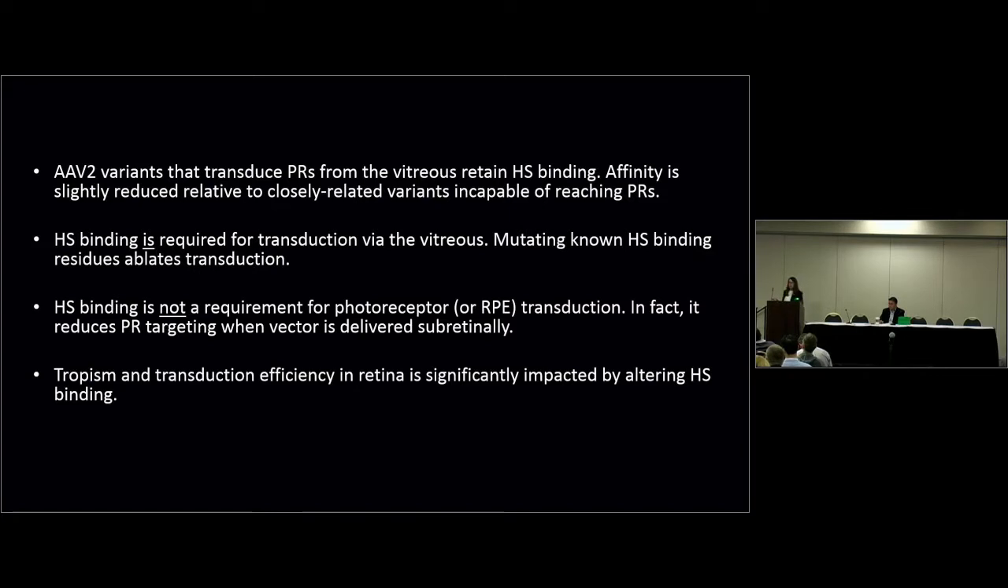So what this tells us is that heparin binding is important for these variants to get to the outer retina from the vitreous. You need to be able to bind heparin, but the ones that get back most effectively bind it a little bit less effectively. It's sort of a seesaw phenomenon. You want to bind, but you don't want to bind so tightly that you get stuck at that basement membrane. But heparin binding is not a requirement for photoreceptor transduction, and we proved that by subretinally injecting that deheparinated variant in the mouse retina.